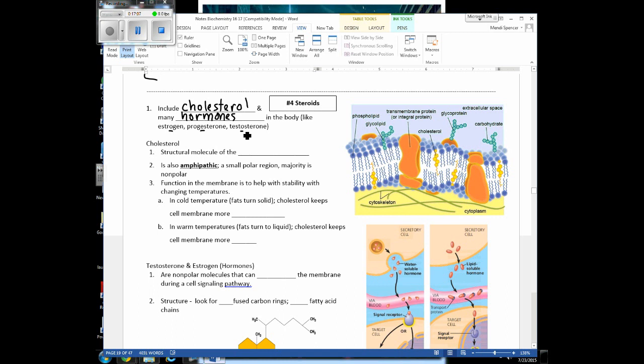Again, I would have a knowledge of at least one type of steroid hormone that you can discuss, because sometimes you're asked to identify a molecule, classify it, and discuss the function of that molecule. First of all, let's jump into cholesterol, because cholesterol is a major structural molecule of the cell membrane.